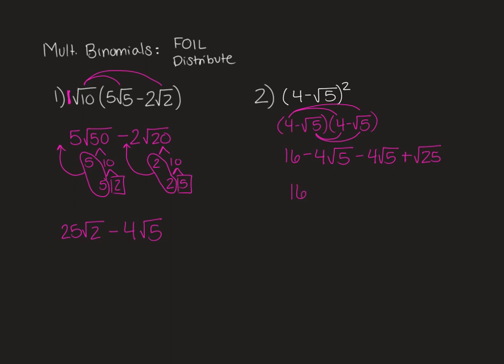So I will get 16. Negative 4 square root of 5 minus 4 square root of 5 is negative 8 square root of 5. And then the square root of 25 is actually 5. Whenever you are multiplying a square root by the exact same square root, you just get out the radicand on the inside. So then we combine like terms. 16 plus 5 will give 21 minus 8 square root of 5.